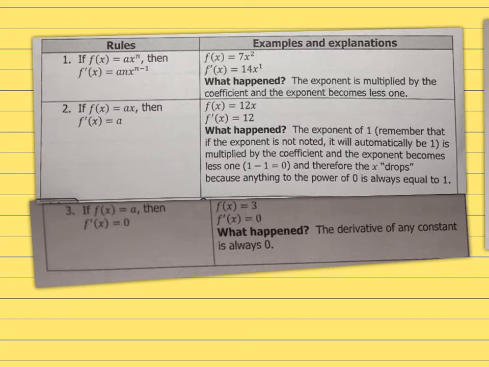The third one is f(x) is equal to a. So there is no x or anything that is a variable here. It's just your number. And if there's just a number, the derivative is always 0. What happens? You've got nothing to multiply 3 with. So what is nothing? Nothing is 0. 3 times 0 is always 0.